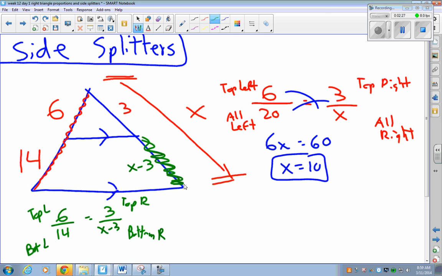Okay? If you want to solve the green one instead of the red one, you can do that. Just again, notice how I'm pairing up one fraction equals another fraction based off either top left over all left is top right over all right, or you can do top left over bottom left is top right over bottom right. And it doesn't matter which one you want to solve. I would assume most of you would want to solve the red one because it just has an x in it. But if you wanted to, you could have solved the green one. Okay? So those are side splitters.